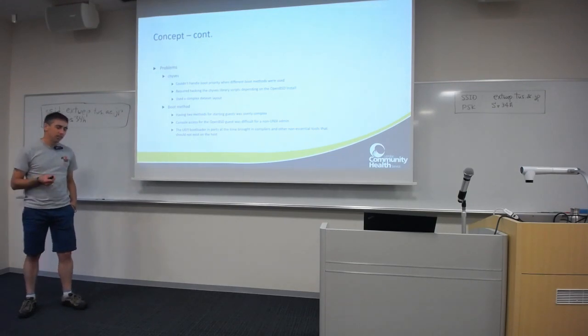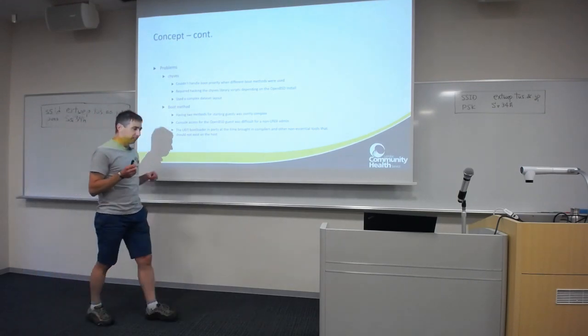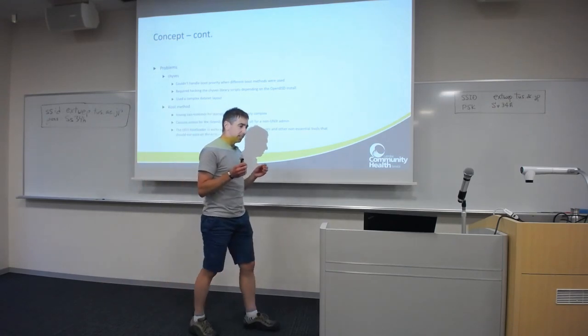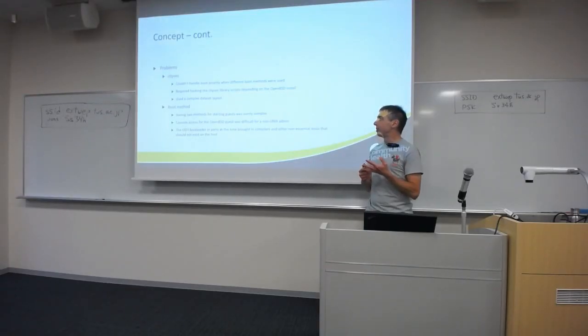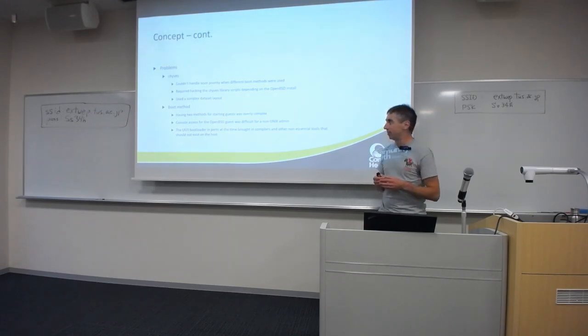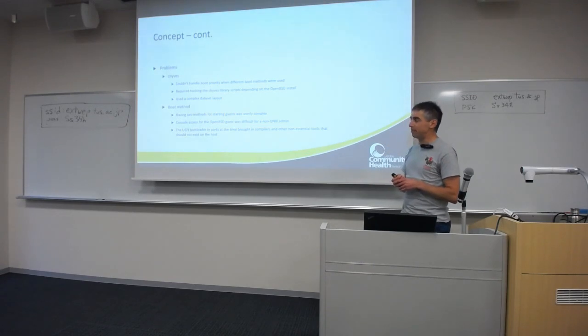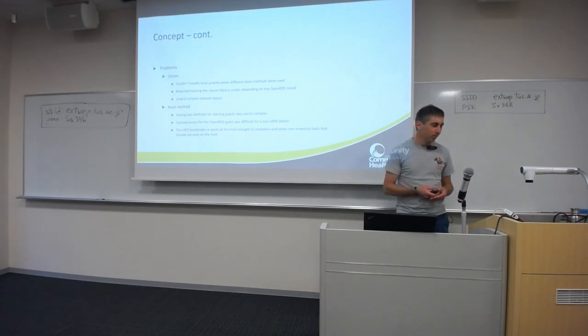And also Chives used a really complex set of file locations for where the images for the host were stored. Even the configuration files had their own data set, which was like, why have a data set for a couple of kilobytes of files? I really couldn't fathom that. And when you do the ZFS list, it was damn ugly. So yeah, that was a bit of a showstopper for us too.